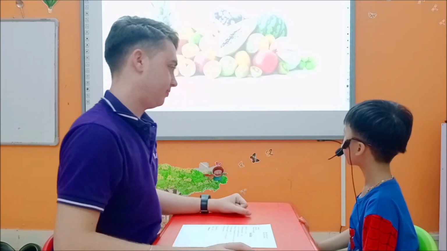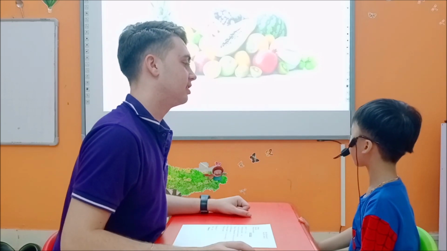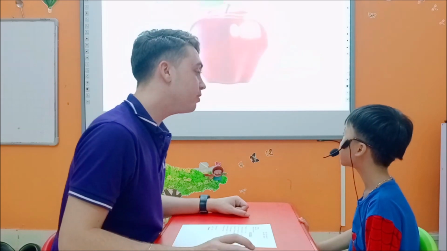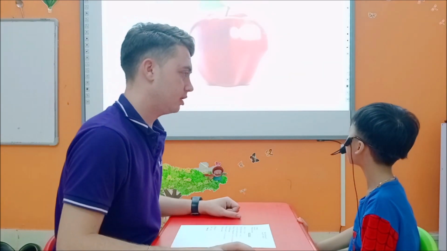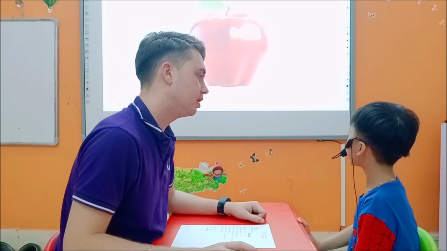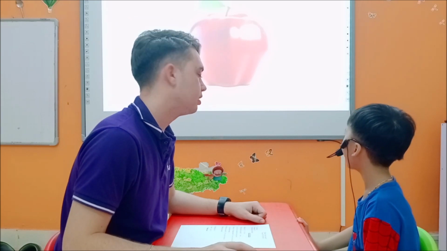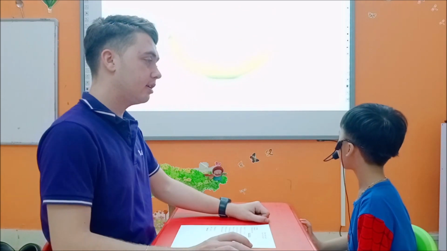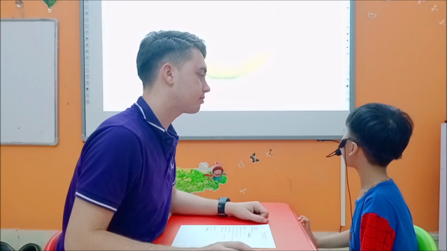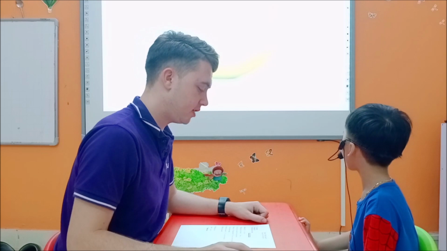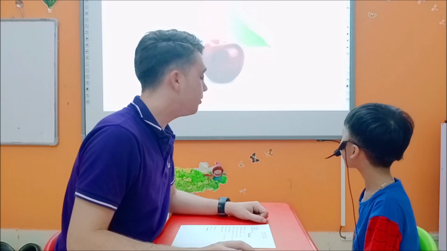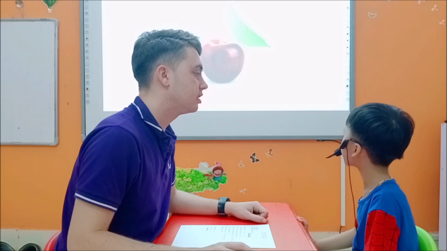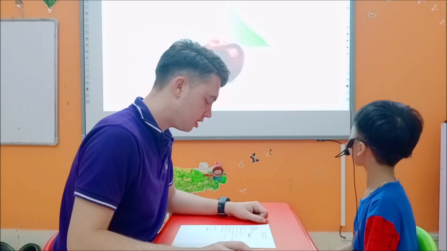What is it? It's fruit. Okay. What fruit do you see? I see an apple. Okay. What fruit do you like? I like banana. Very good. What fruit is it? It's a cherry. Good job.